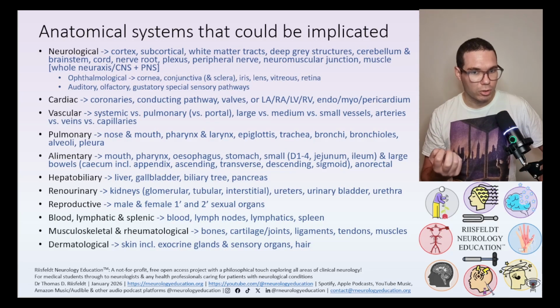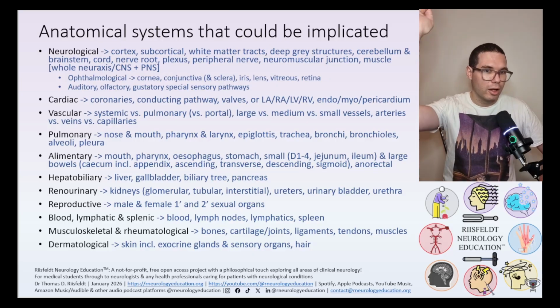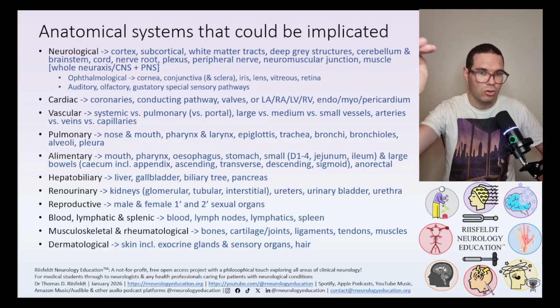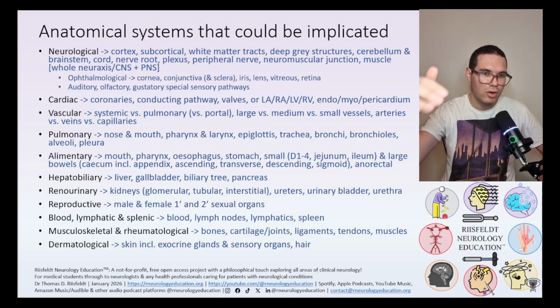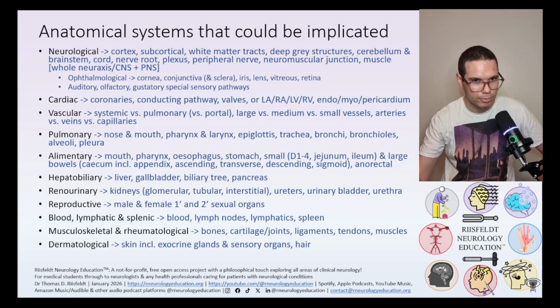So for neurological, you can think about all the steps in the neuraxis, so the central nervous system and the peripheral nervous system. So you've got your cortex, then your subcortical structures, your white matter tracts, your deep gray matter structures, your gray matter nuclei, the cerebellum, the brainstem, then you've got your spinal cord, the nerve root, the nerve plexus, the peripheral nerve, the neuromuscular junction, and the muscle.